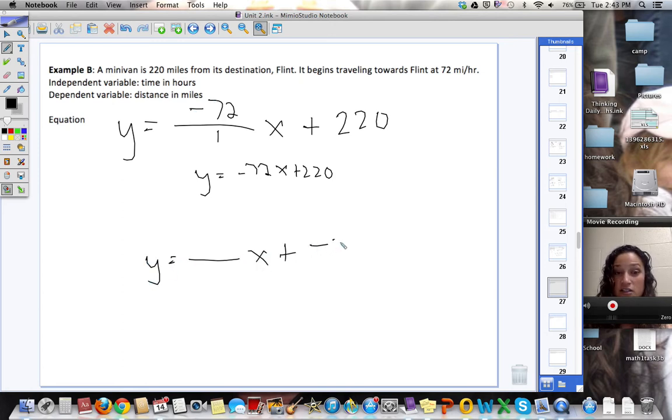Or I could see it as that Flint is negative 220 miles away, so it's a minus. It's away, and I'm driving towards it positively. So 1 is positive and 1 is negative. So I would just write this as 72x minus 220. This way, as I'm reading it, I'm trying to get there, and I'm getting there by canceling out here. It's this far away, and I'm getting there by traveling towards it.